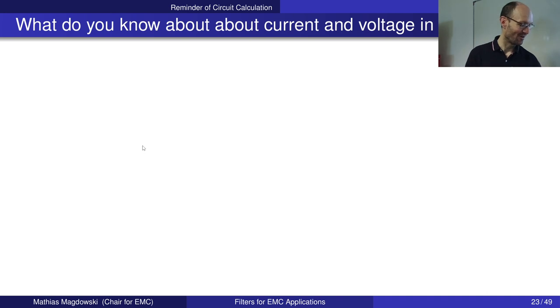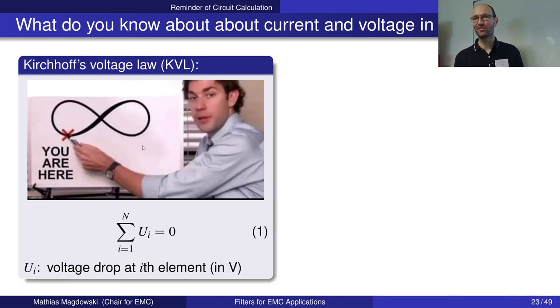I would say it's Kirchhoff's voltage law and Kirchhoff's current law. Have you heard about Kirchhoff's laws? Okay. Yeah, so Kirchhoff's voltage law says if you have a loop, a mesh, and if you take the sum of all the voltages within this mesh, the total sum will be zero.